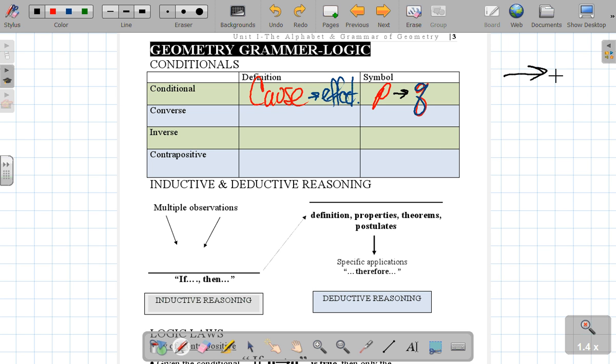Arrows. That kind of means then. Sorry, I will try to tighten up on my handwriting. Converse. You simply switch. Converse. You switch. So it's if Q, then P. You switch. If Q, then P.